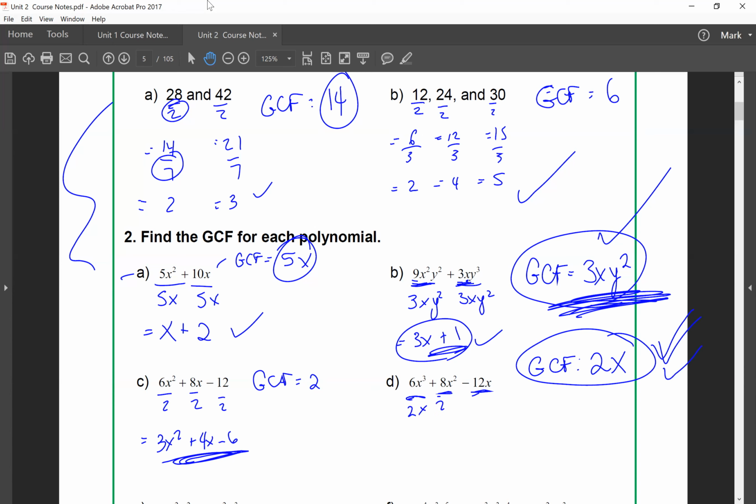I want to make sure when I take 2x away, everything is cool. So I would get 3x squared, 4x, and a 6. Perfect. Everything works. There's no other number I can take. What I'm doing is looking at this, putting a square around it, and seeing if there is any other number I can take from them. And there's not, besides a 1.